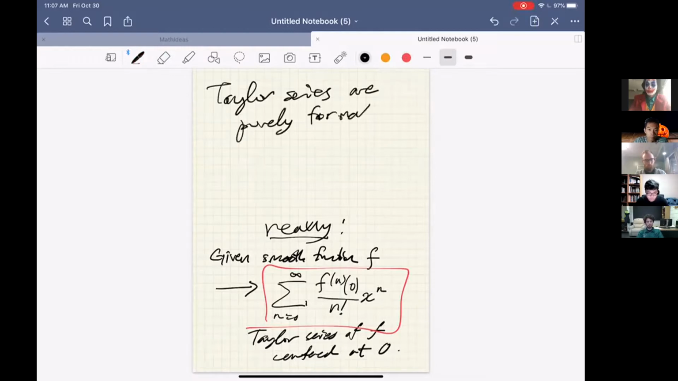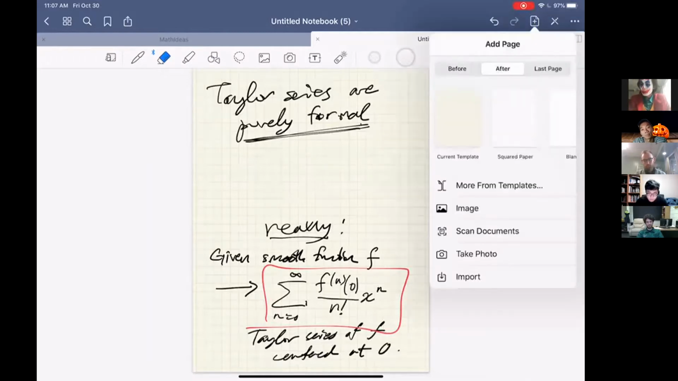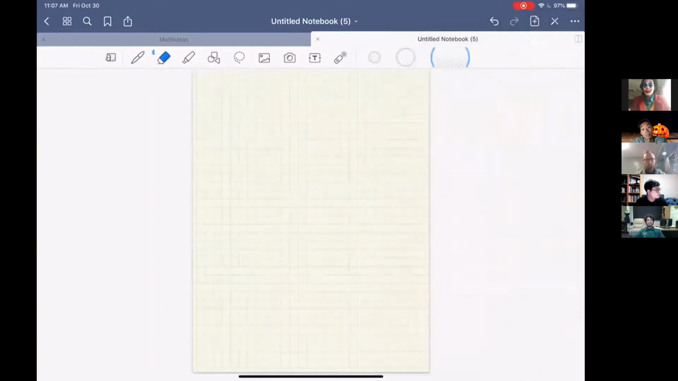I didn't know what a Taylor series was until last year, until I was talking with some first years. We were doing a problem about Taylor series. In the top right corner, it looks like there's a symbol to create a new page. Oh, okay, let's see. Oh yeah, thank you. Thank you, Tim. Great. Okay.